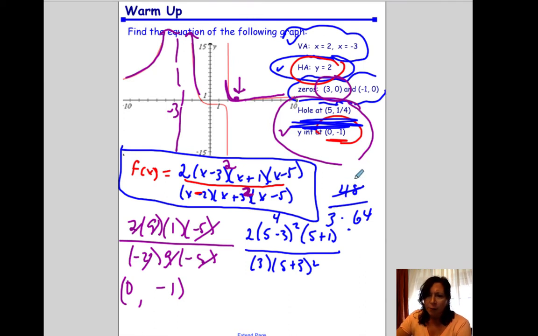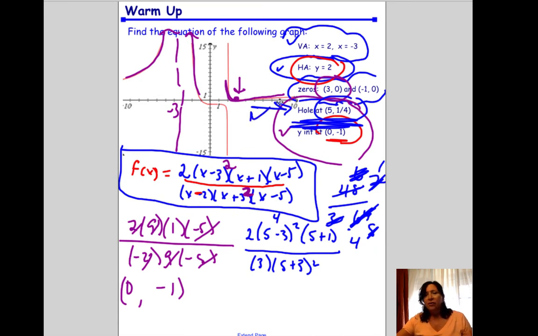8 goes into 48 6 times. 8 goes into 64 8 times. 3 divides into 6 twice. 2 divides into 8 4 times. So I have 1/4. So when I plugged in 5, I got 1/4. So check, did that.